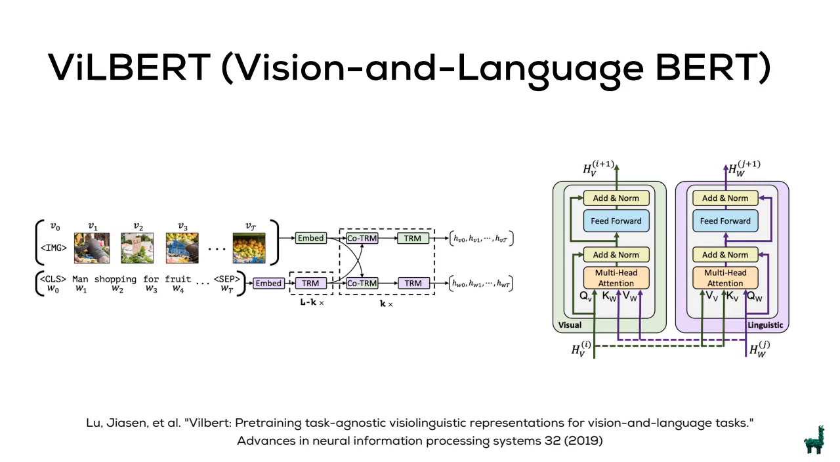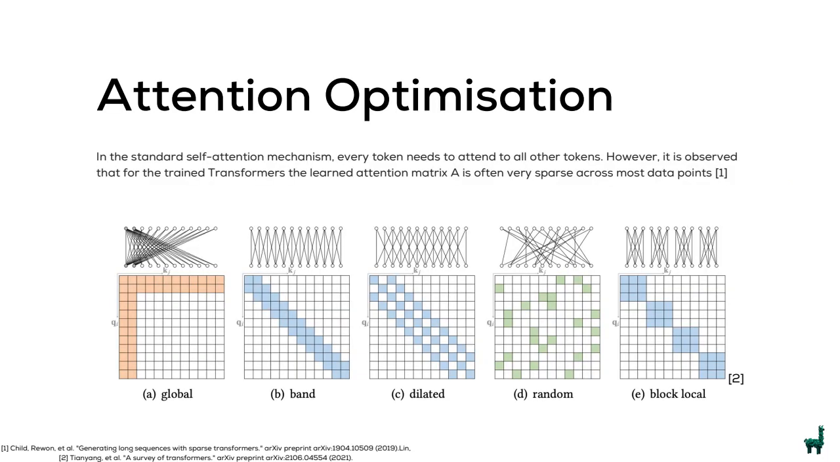And then at the end, you can feed in images, you can feed in text, and now you have image representations that know about text. You have text representations that know about vision, and then you can do super cool things going forward.